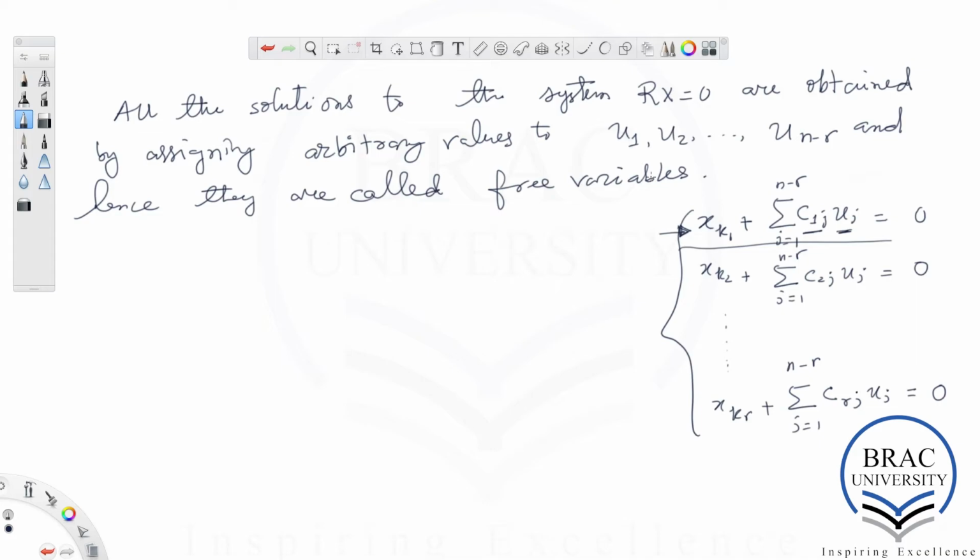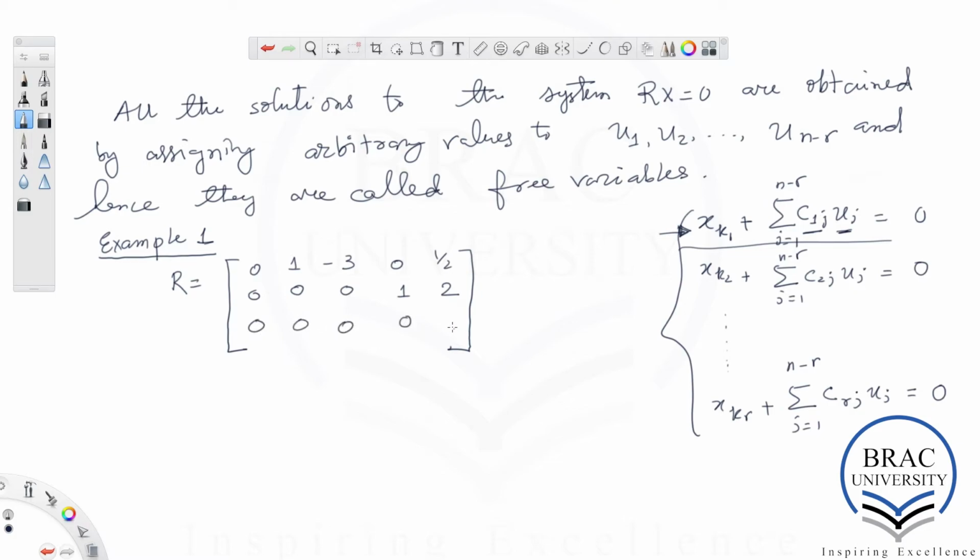Okay, now I give you an example. Let's consider the example of 1. So we are revisiting example 1, where we had this row reduced echelon matrix R equal to: the first row 0, 1, -3, 0, 1/2. The second row was 0, 0, 0, 1, and 2. And the third row was a 0 row. This is a row reduced echelon matrix.